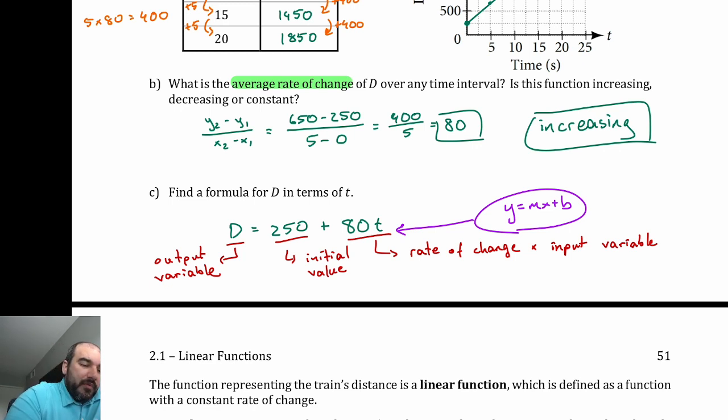So in y equals mx plus b, we have our output variable y, our input variable x, m would be our rate of change, and b would be our initial value, right? So that b is the initial value, which is the 250 that I wrote here. The x is the t in this case. The m, the slope, is the rate of change, which is the 80. And then y is the d, right? So there's direct correlation between y equals mx plus b and how I've written this equation here.